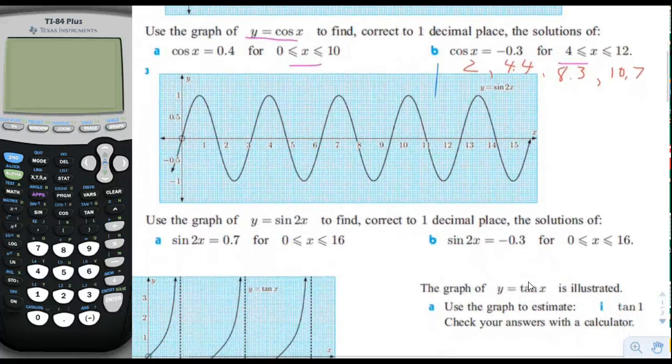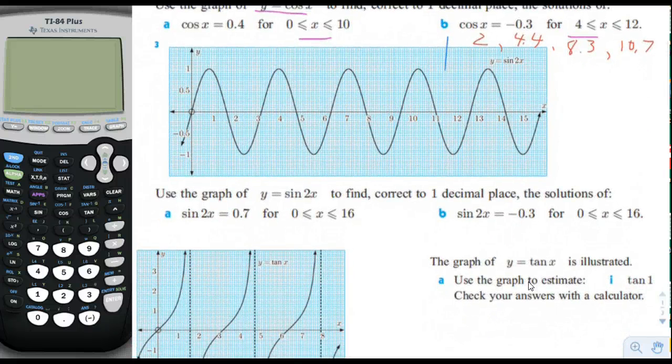Now let's do number 3. Use the graph of y equals sine of 2x to find, correct to one decimal place, the solutions of sine of 2x equals 0.7 for the domain 0 to 16. So 0 to 16 is the whole thing. Sine of 2x is the graph here, and they ask when is it equal to 0.7? Let's draw a line at about 0.7. I think it's about there. Man, there are a lot of solutions, right? There's 1, 2, 3, 4, 5, 6, 7, 8, 9, 10.